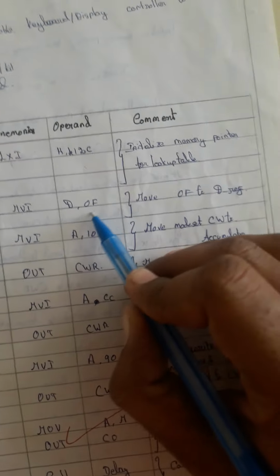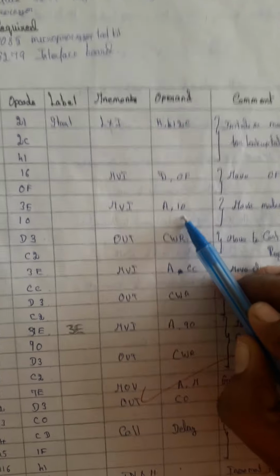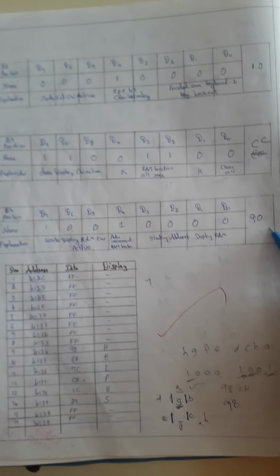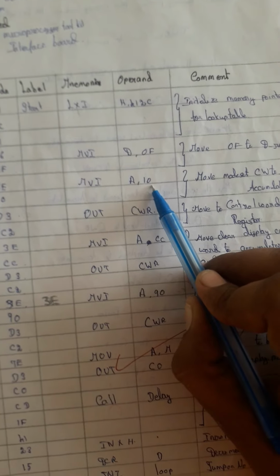This is the location where we are going to give these characters, and then 0F, 15, 16 locations are there, so that count is represented here. Then 10 is the mode set control word. The control word register address of the keyboard display is C2, and the display port address is C0. So 10 is the mode set control word, CC is the clear display control word, and 90 is the write display control word.